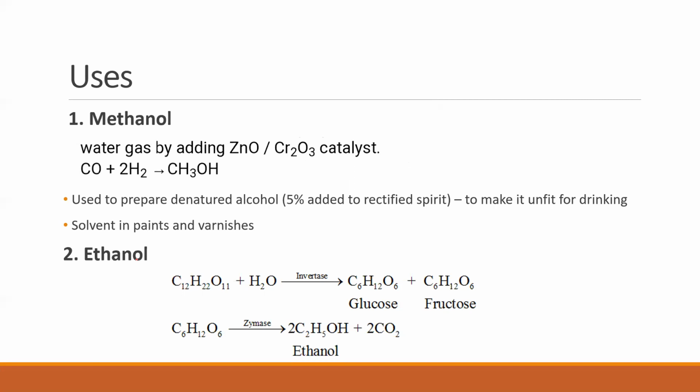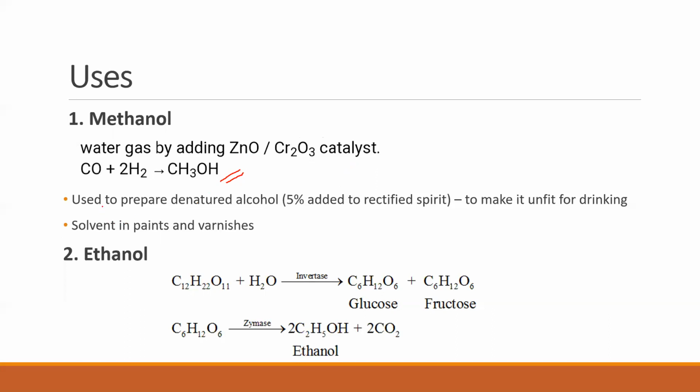Methanol is synthesized or manufactured by this process. Water gas, which is a mixture of carbon monoxide and hydrogen, is made to pass through this catalyst, zinc chromic oxide catalyst, to give methanol. So this is the reaction that is employed in the manufacture of methanol.